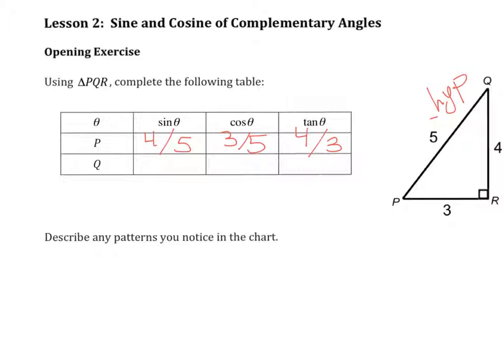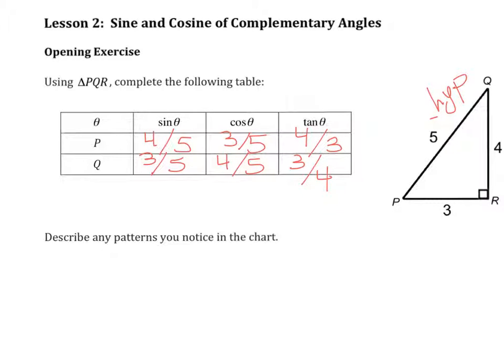Now we're going to switch the angle to angle Q for theta. So sine of Q is opposite 3 over the hypotenuse of 5. Cosine of Q is adjacent 4 over the hypotenuse of 5. And tangent of Q is opposite 3 over the adjacent 4.